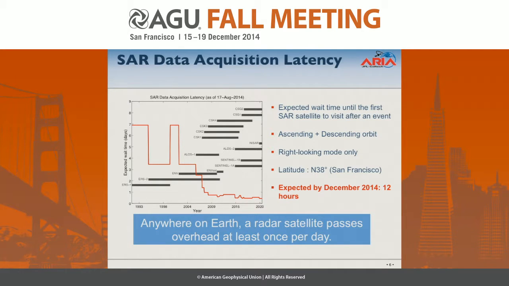But we like to look at the constellation of satellites. And while we don't have open access to all of this data, more of the newer satellites are having open access data policies. And Sang-Ho has looked at this, and if you look at how frequently one of these SAR satellites flies overhead anywhere on Earth, at this point in time, a radar satellite passes overhead at least once per day. So the problem is really one of access and pre-existing data in order to use this SAR data for response. It's not necessarily one of having to wait for the next overflight.